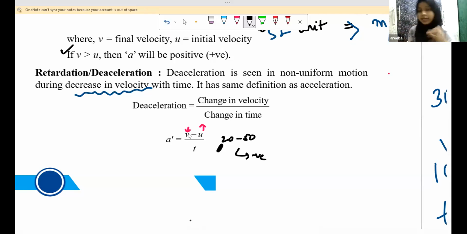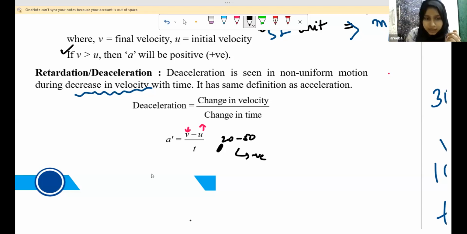So even if the body is initially moving with a speed and later on it is coming to rest, that means it is 0, it is stopped. Again deceleration is taking place because it has decreased its speed over time and ultimately come to rest.